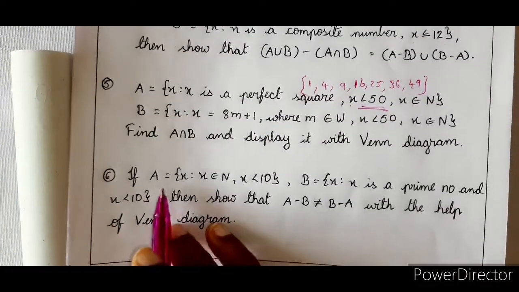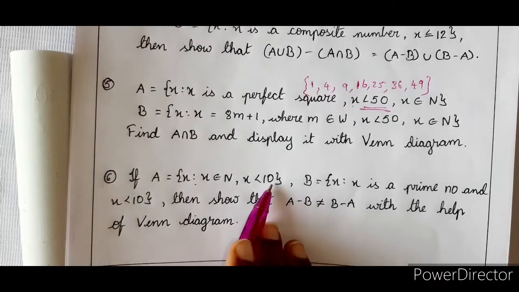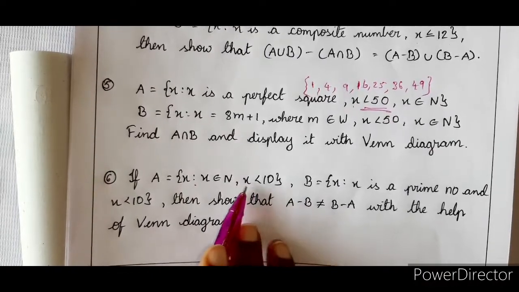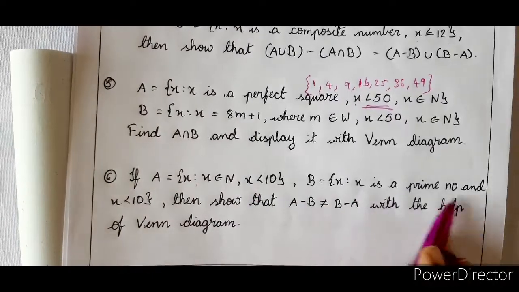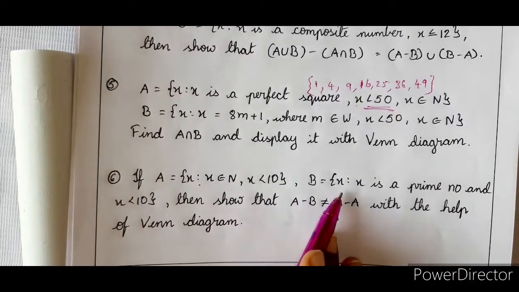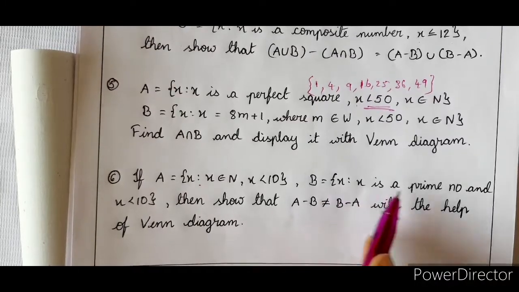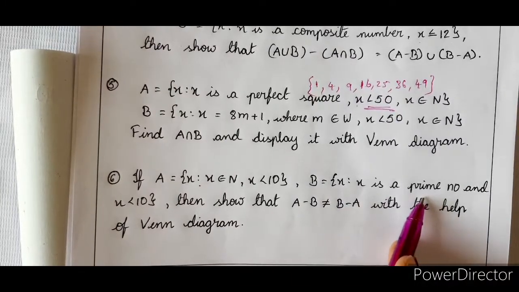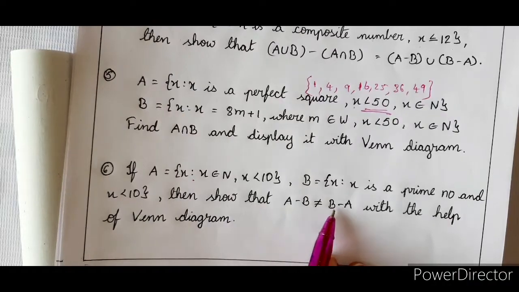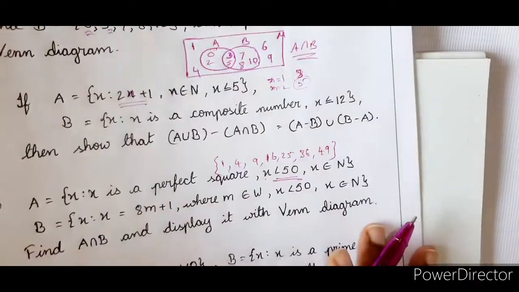Now the next problem, if A is equal to X such that X belongs to N and X less than 10. That means X is a natural number less than 10. B is X such that X is a prime number less than 10. So A is of natural numbers less than 10 and B is of elements less than 10 but prime numbers. Then show that A minus B is not equal to B minus A with the help of Venn diagram. Okay, let us see how to do it.